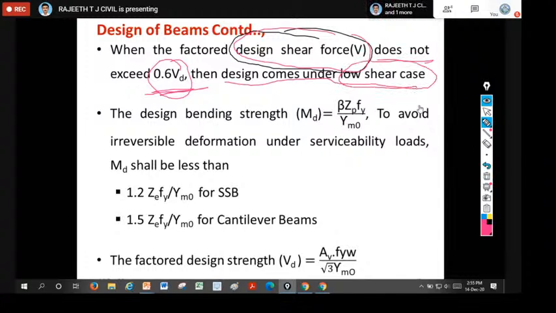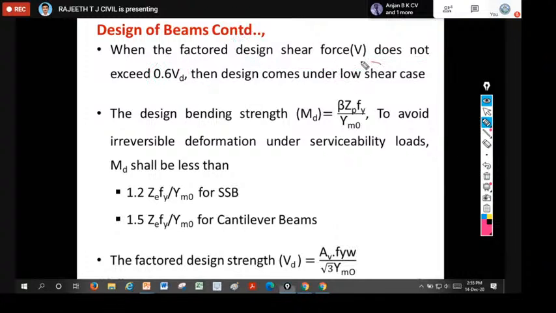What do you mean by low shear case? Low shear case is when your design shear force is less than 60% of VD. When the design shear force is greater than 60% of the design shear strength of the member, then that comes under the high shear case. You should remember that value.